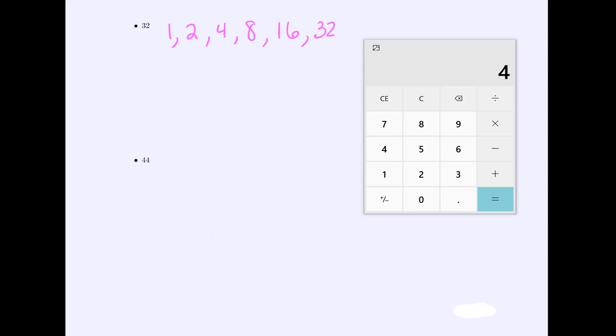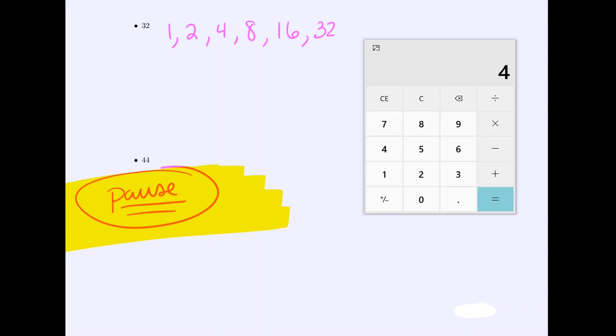So why don't you take a moment to pause the video and attempt finding all the natural number factors of 44 on your own, and then unpause to check your work. And you definitely, I think, would want a calculator handy for this part.